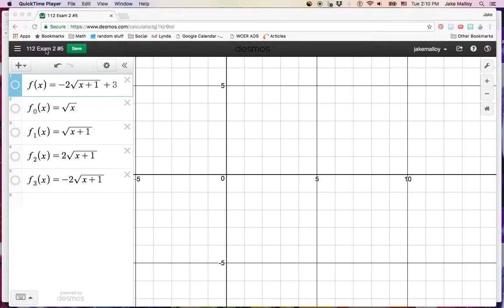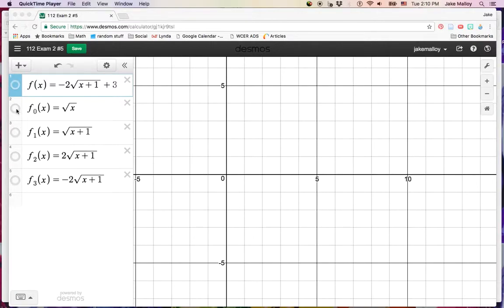All right, in the fifth problem, we're trying to sketch a graph using our understanding of transformations. We're trying to sketch f of x that equals -2 times the square root of x plus 1 plus 3.